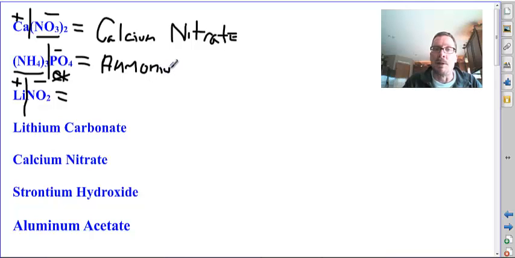Then I go back to my table, pardon my writing there, and I look up PO4, and that is something called phosphate. And now I've named it.